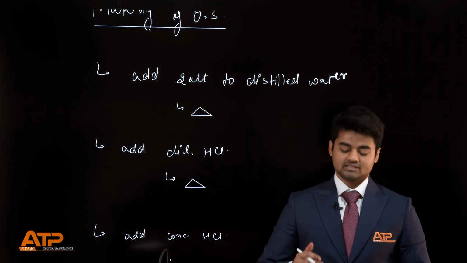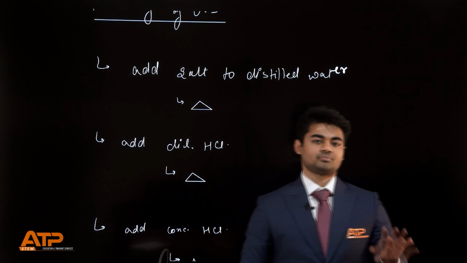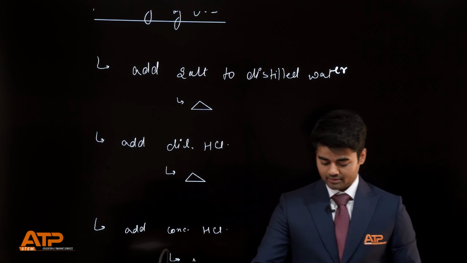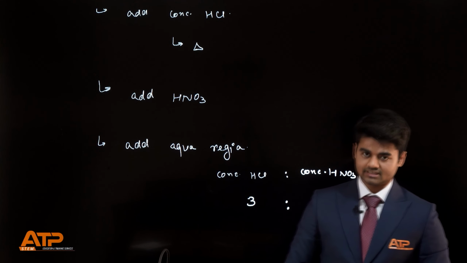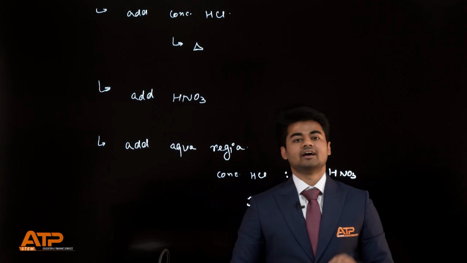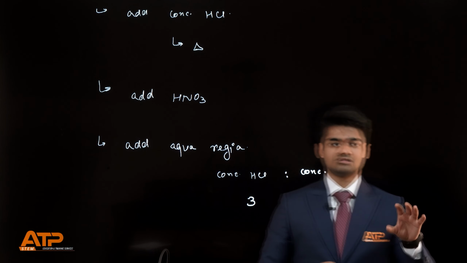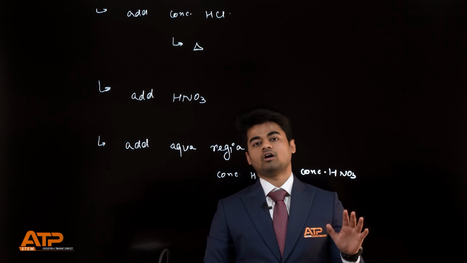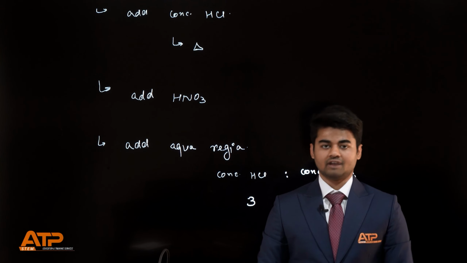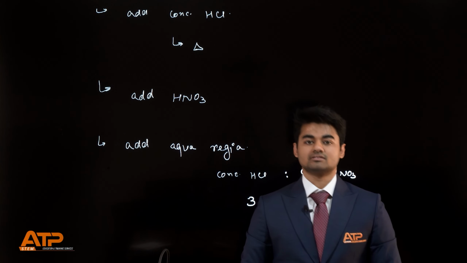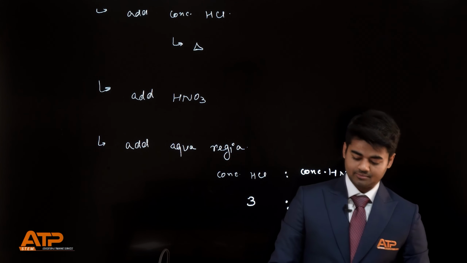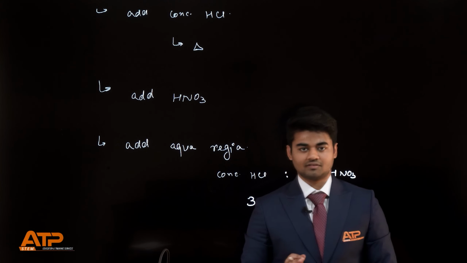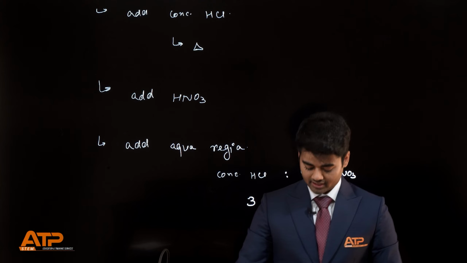Otherwise, heat it. Similarly, still not getting dissolved, add concentrated HCl, heat it, not getting dissolved, move to dilute HNO3, nitric acid, still not getting dissolved, add aqua regia, which is nothing but concentrated HCl and concentrated HNO3 in 3:1 ratio. If all these steps you have carried out and still the salt is not getting dissolved, it simply means the salt is insoluble, and that is not the discussion we will be having in today's class.